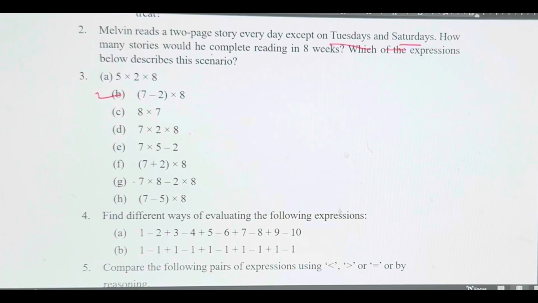Now if we see G, 7 into 8 minus 2 into 8. If we compare this with B, 7 into 8 and 2 into 8, right? And there is a minus sign. So they both are same, you can see. So option B and option G are correct. If we see H, 7 minus 5 will be 2. So she has read 5 days, not 2 days. So this is again wrong.